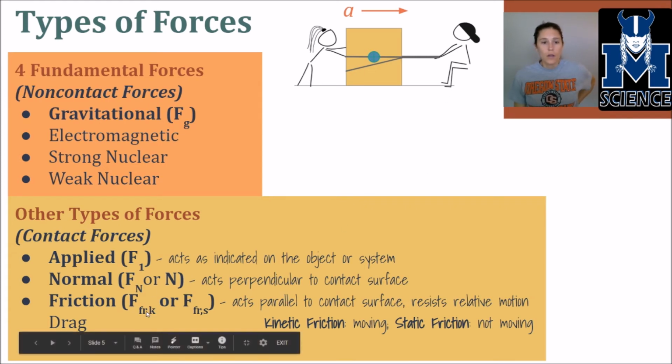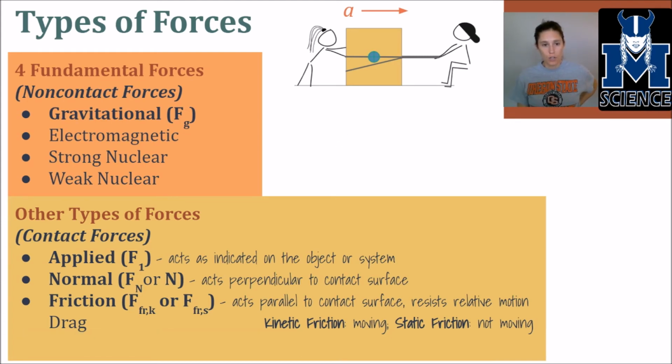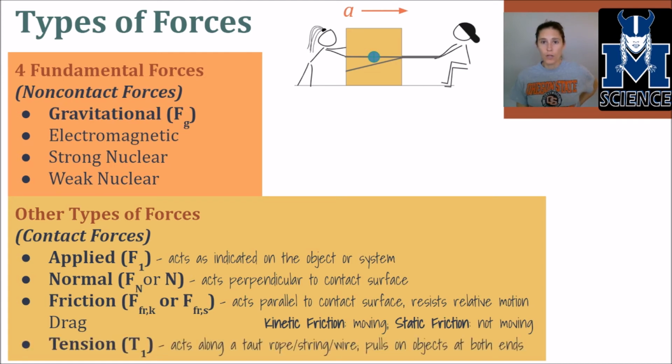So for force of friction, kinetic, you might see just FK or FRK, or FRS. It's for force of kinetic friction and force of static friction. Tension is the other one we're going to look at in this unit.